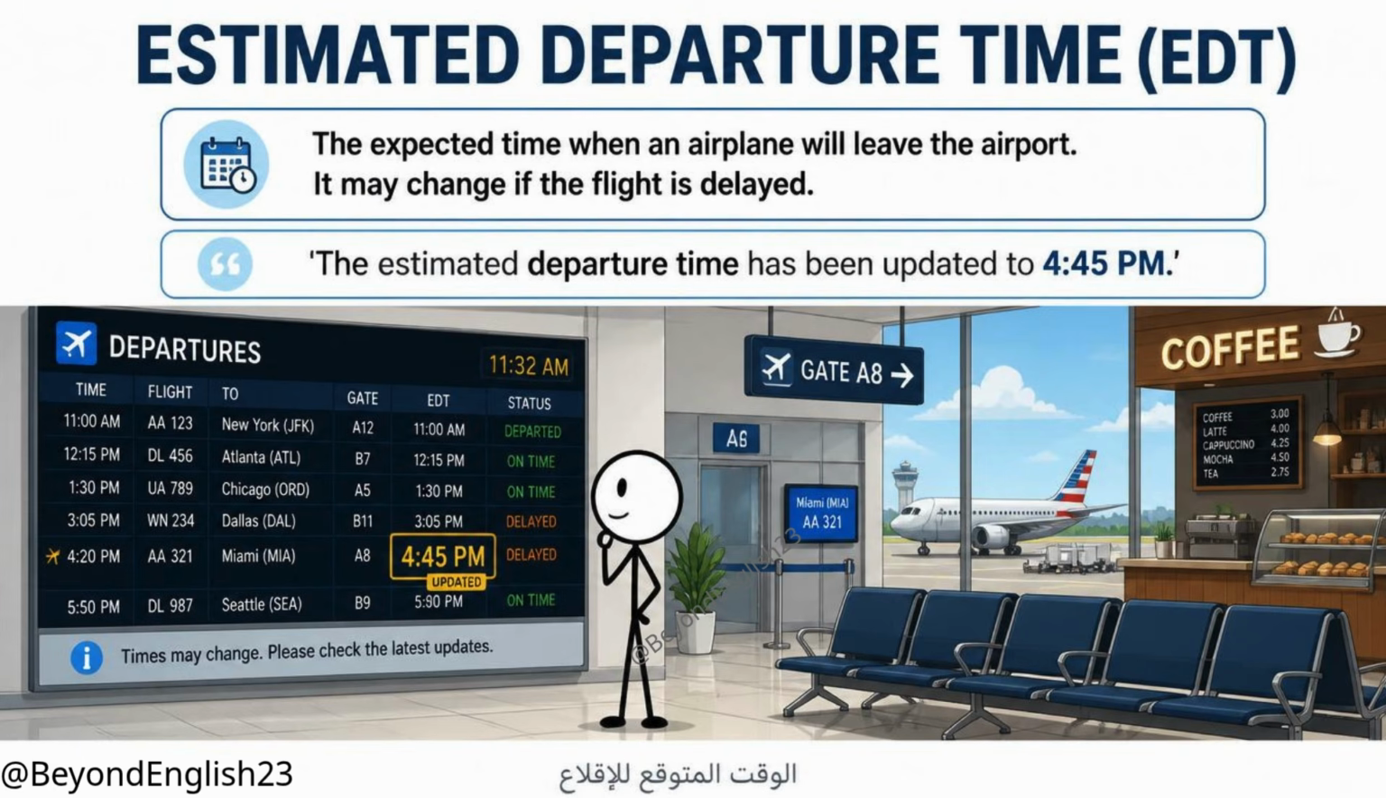3. Estimated departure time, EDT. The estimated departure time is the expected time when an airplane will leave the airport. It may change because of weather, technical issues, air traffic, or other unexpected situations. Example, the estimated departure time has been updated to 4:55 p.m.